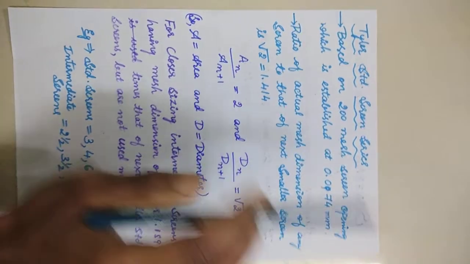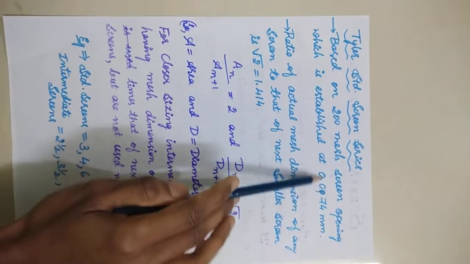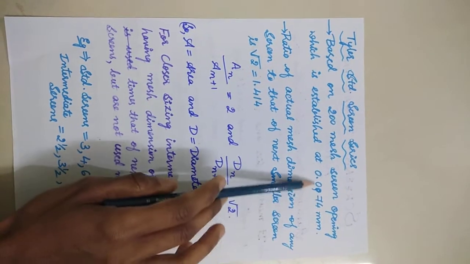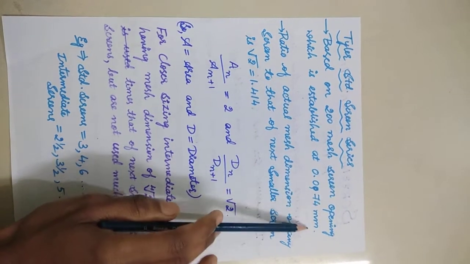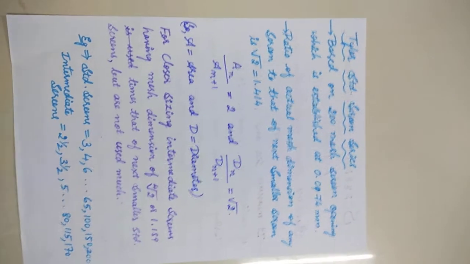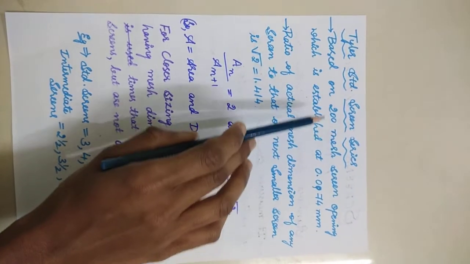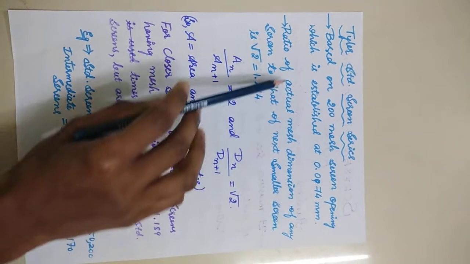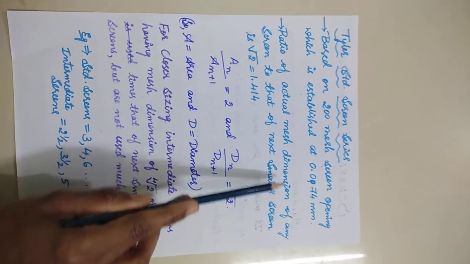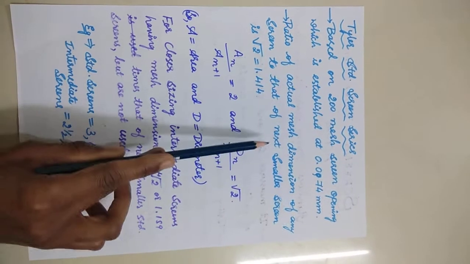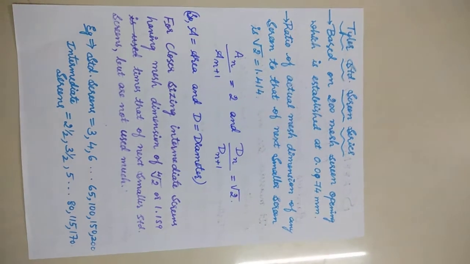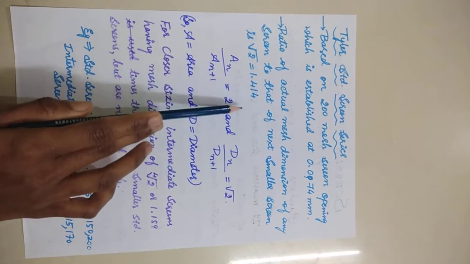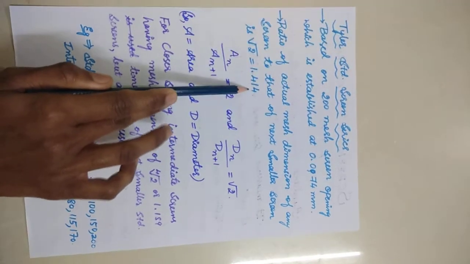Okay, here we are seeing the Taylor standard screen series. So this is based on the 200 mesh screen opening, which is established at 0.074 mm. Okay, so it is 0.074 millimeter. So this is a standard screen which is having 200 mesh screen, and the opening sizes as mentioned here. So this is given as the ratio of actual mesh dimension of any screen to that of the next smaller screen, which will be below that mesh. That is root 2, given as 1.414. So its value is given here.